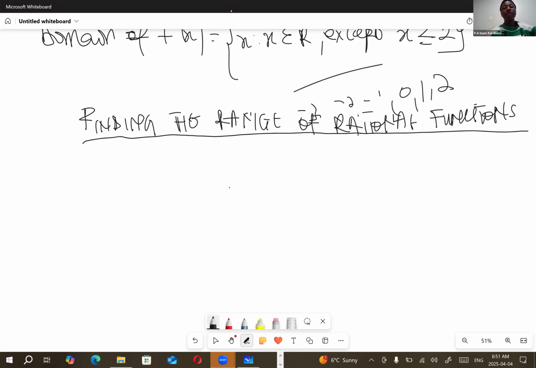So basically, when we talk about the range of rational functions, it means the values that make the function defined. We are looking at the values that make the whole function what? Defined. Please, do you understand?